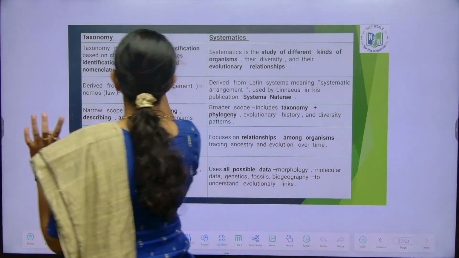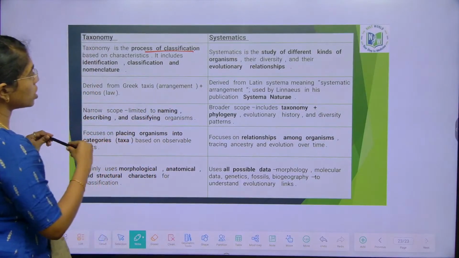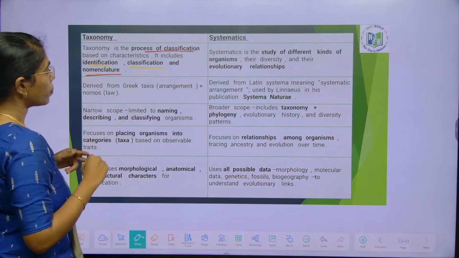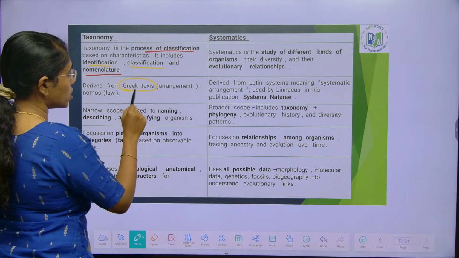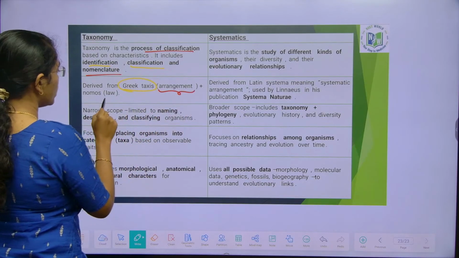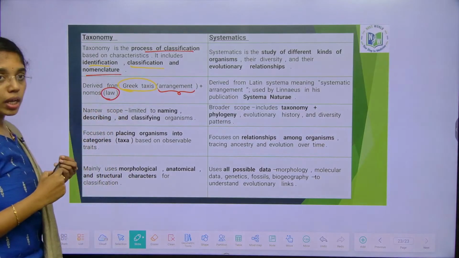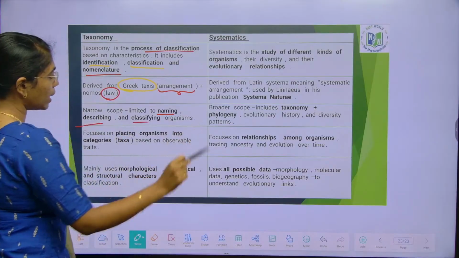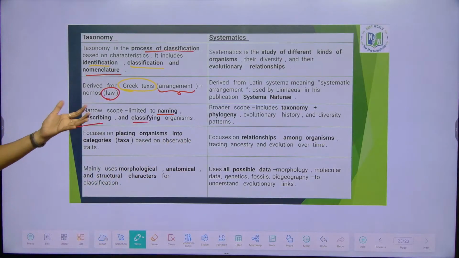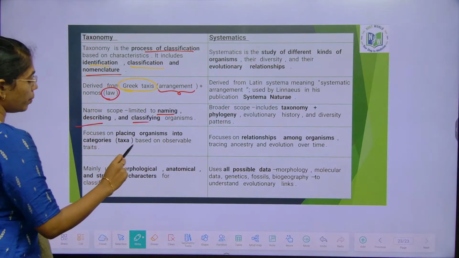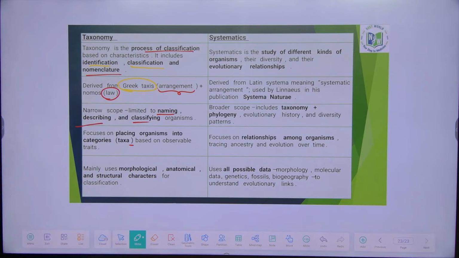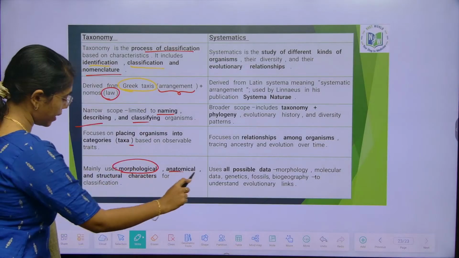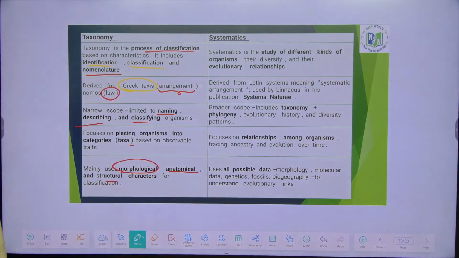Taxonomy is the process of classification based on characteristics. It includes identification, classification and nomenclature. It is derived from the Greek taxis, which means arrangement, and nomos, which means law. It has a narrow scope, limited to naming, describing and classifying organisms and placing them into different taxonomic categories. It mainly uses morphological, anatomical and structural characters of classification.